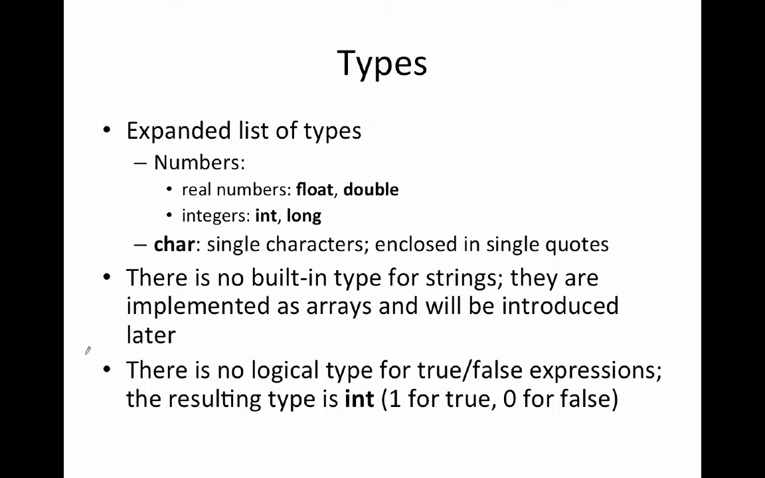There's no built-in type in C for strings. They're usually implemented as arrays, and we'll talk about this later on. There's also no logical type for true-false expressions. In C, when you have an expression that would be conceptually either true or false, the resulting type is actually an integer. It's actually int. And the way it works is 1 if the expression is true, 0 for false.